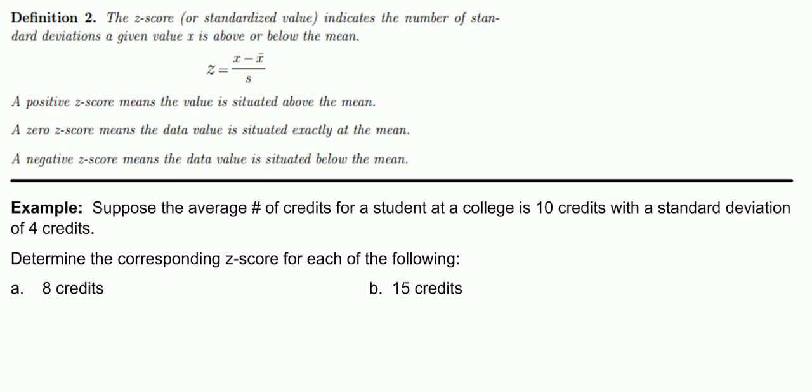Okay, so there's a formula here. It's not a very complicated formula. We're going to talk about what we call the z-score, right? And here's our formula, okay?